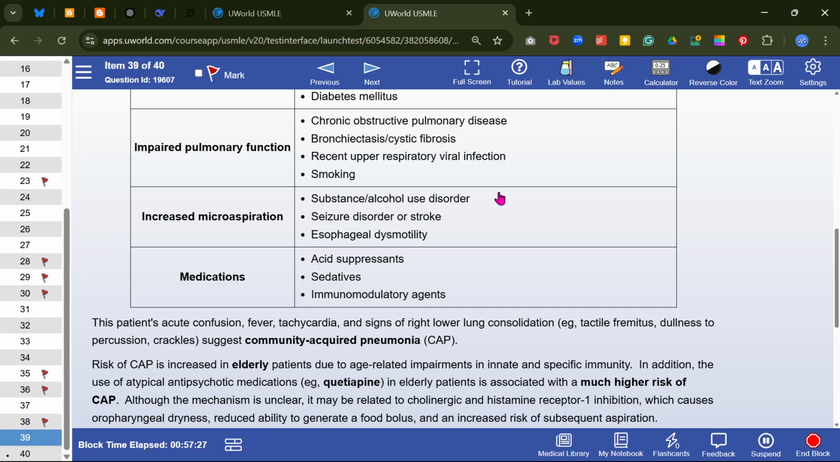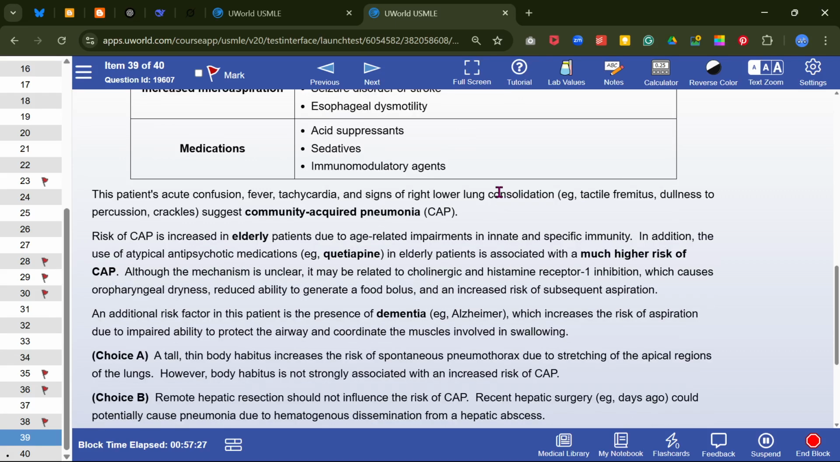This patient's acute confusion, fever, tachycardia, signs of lower lung consolidation, tactile fremitus, dullness to percussion, and crackles suggest community acquired pneumonia. The risk of community acquired pneumonia is increased in elderly patients due to age-related impairment in innate and specific immunity.